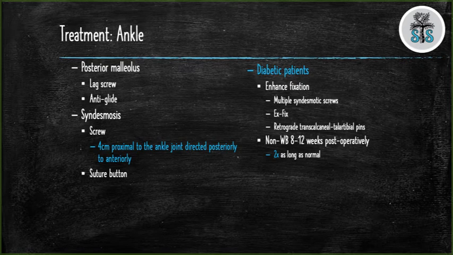So if you have an injury to the syndesmosis which requires fixation, you can fix the syndesmosis with a screw or suture button. When you use a screw, you want to place the screw parallel to the joint line, 4 centimeters proximal, and direct the screw posteriorly to anteriorly.